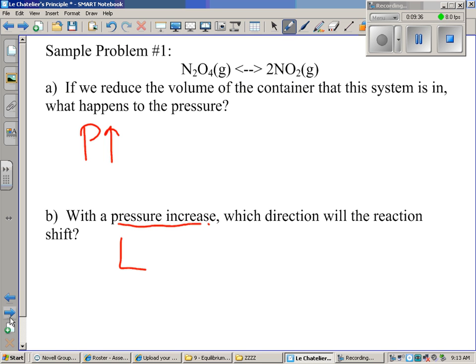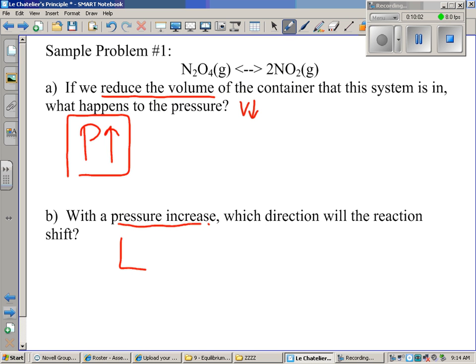So this problem gives us this equation right here, and then it says if we reduce the volume of the container that the system is in, what happens to the pressure? So if you take this system and you reduce the volume, so volume goes down, then that means pressure is going to increase. That you need to deduce on your own because, again, that's just Boyle's law.